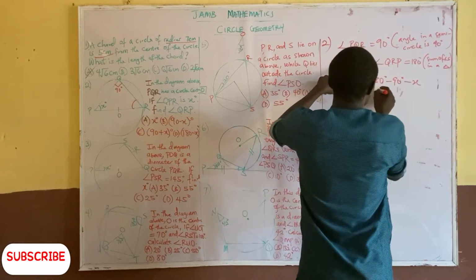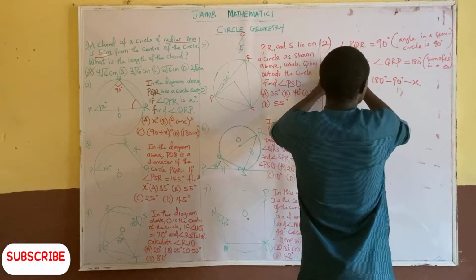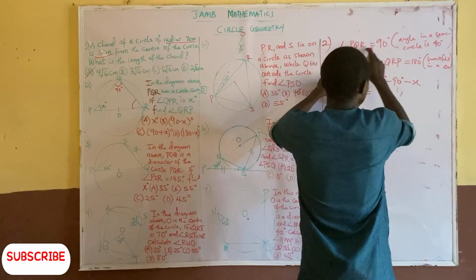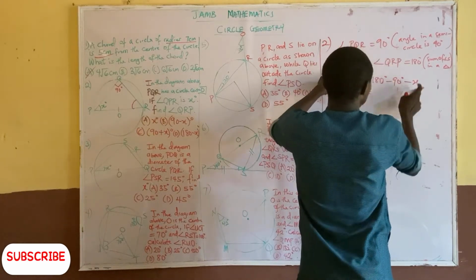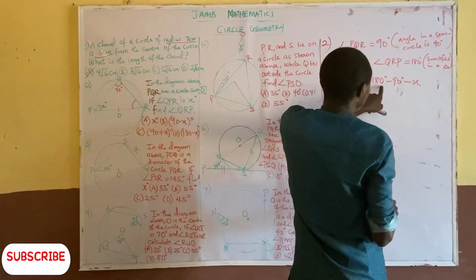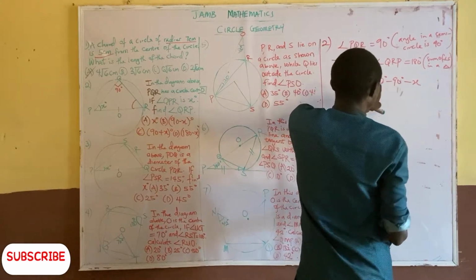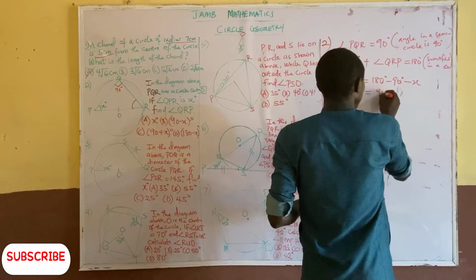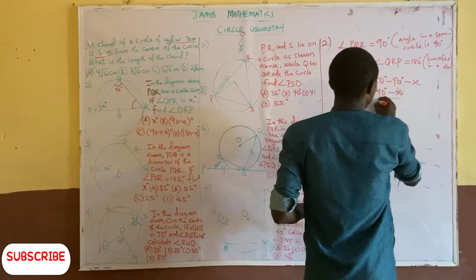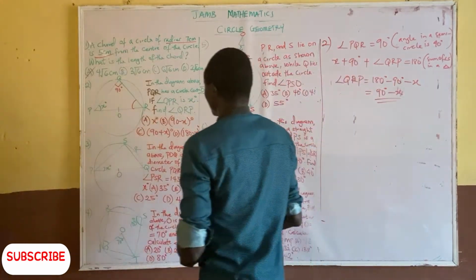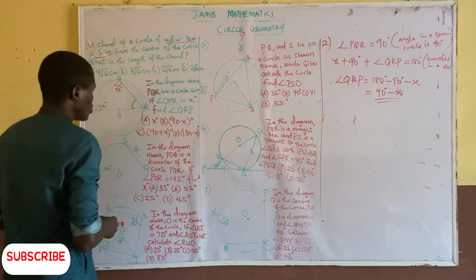So what do we have now? 180 degrees minus 90 degrees. When you transfer 90 degrees it becomes minus 90, and when you transfer x it becomes minus x. So that's why you have 180 minus 90 degrees minus x. Now 180 minus 90 degrees is 90 degrees minus x. So the final answer is 90 degrees minus x, and the option is option B.